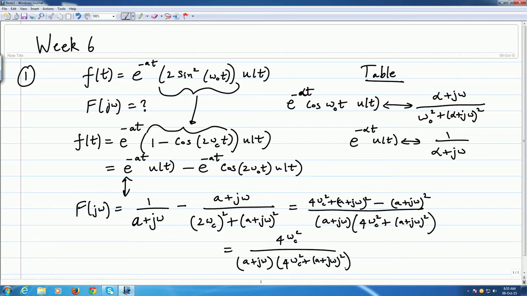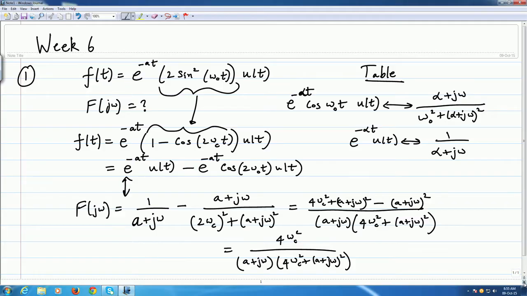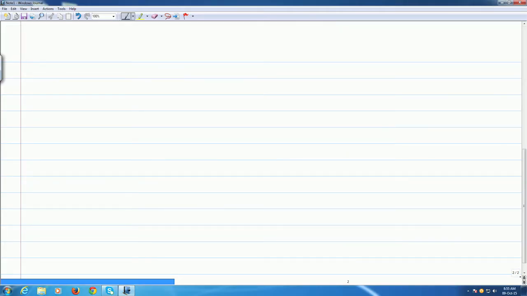Okay, so that's it. So the entire problem is solved by using the table and then doing a few basic manipulations to get what you want. Okay, so that's the first question. So I'm going to do the second question as well. So in this question, f of t is given in terms of a plot. Okay, it's a triangle signal.